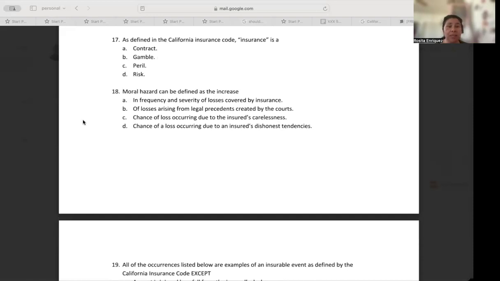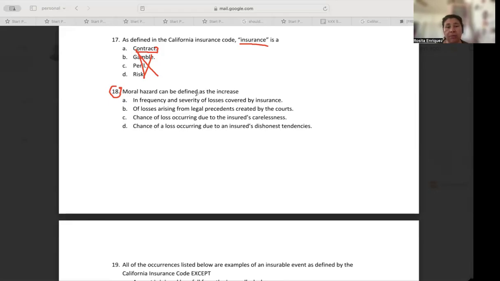So number 17, here's another keyword, right? Insurance. So as defined in the California Insurance Code, insurance is a contract, right? Not the other ones. It's contract.